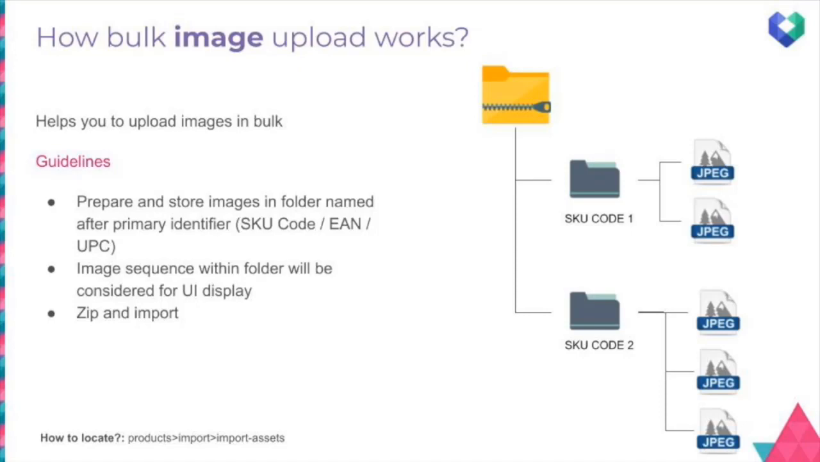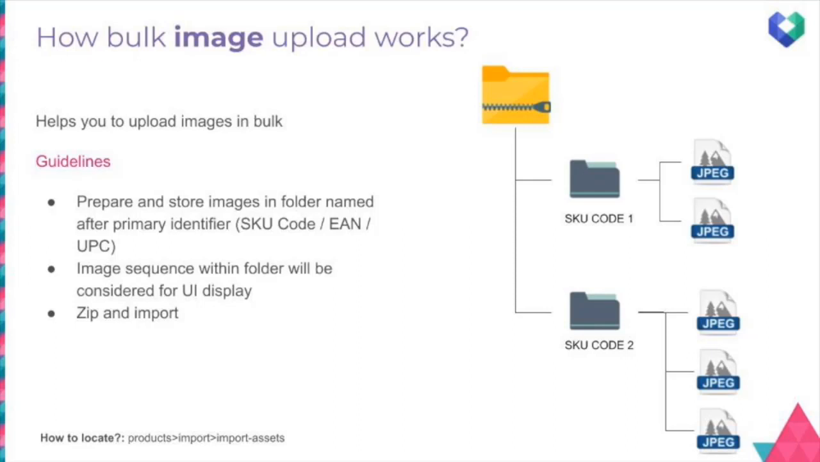Your primary identifier can be SKU, EAN, or UPC. You might send data with multiple identifiers, but you need to save the images only according to your primary identifier. So your folder name will be according to your primary identifier. As you can see on your right, if your SKU is your primary identifier, the SKU code is the folder name. If EAN is your identifier, the EAN code will be the folder name.